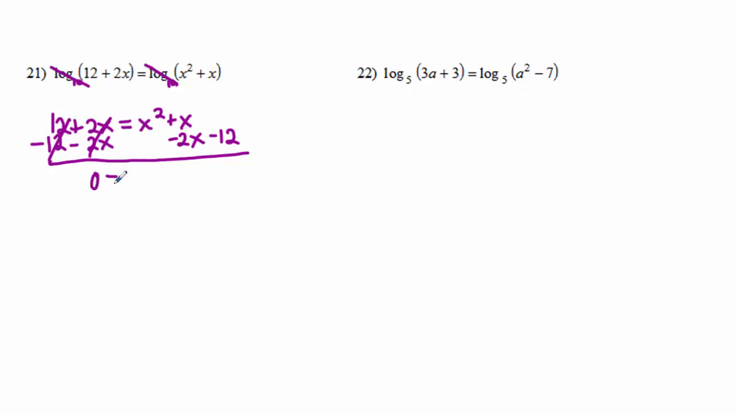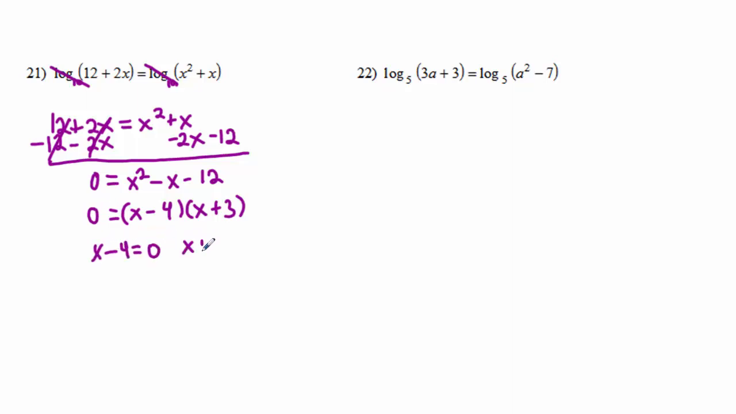And so I get 0 equals x squared, 1x minus 2x is negative x, nothing minus 12 is negative 12. And so I want to factor this in order to solve it. So I'm looking for what multiplies to negative 12 and adds to negative 1. And I would use negative 4 and positive 3. Now I finish by setting each part equal to 0. And so I add the 4 over and get x equals 4. I subtract the 3 over and get x equals negative 3.